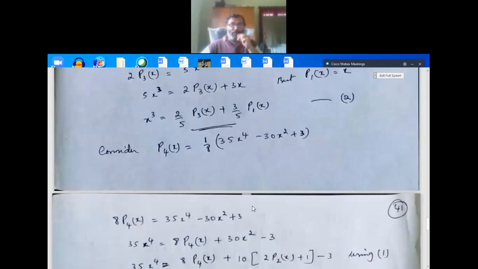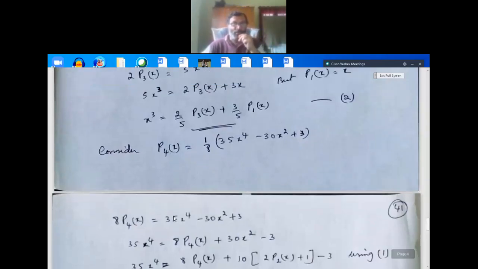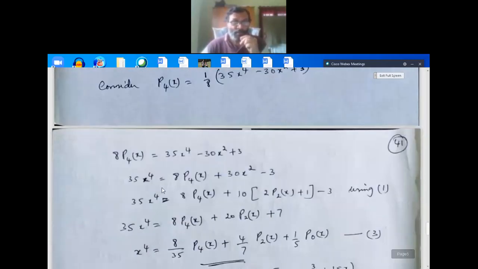Now for x power 4 we take P4 of x. P4 of x is 1 by 8 into 35x power 4 minus 30x squared plus 3. So 8 into P4 of x is this. So I want x power 4. I bring it to one side, remaining to the other side. So 35x power 4 equals this one. So 35x power 4 is 8 P4 of x plus 30 into x squared.